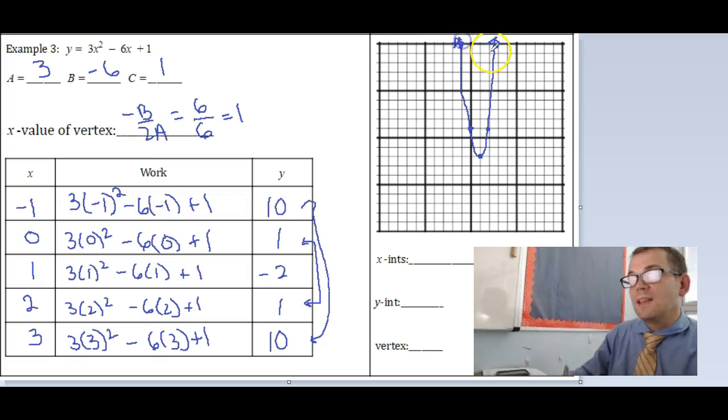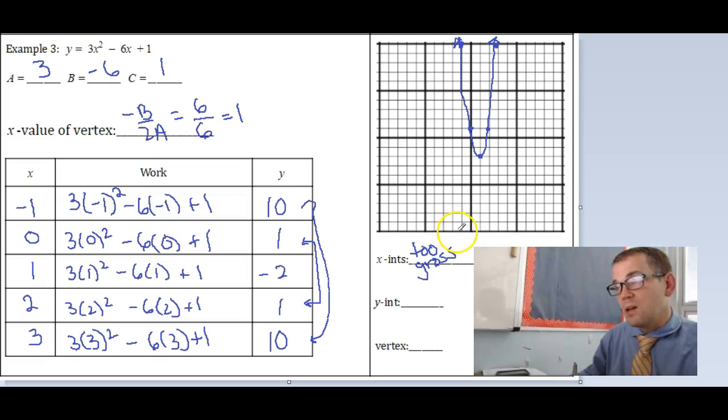Very skinny, facing up. The x-intercepts, they're too gross to find with the current math we know. At some point I will teach you how to find those, but they're going to be pretty nasty numbers. So that was an oversight on my notes. The y-intercept is wherever x is 0, or looking at the graph, where it crosses the y-axis, that's at 1.